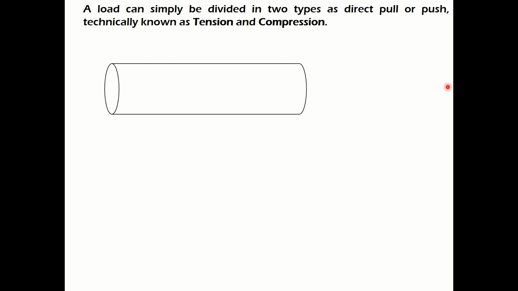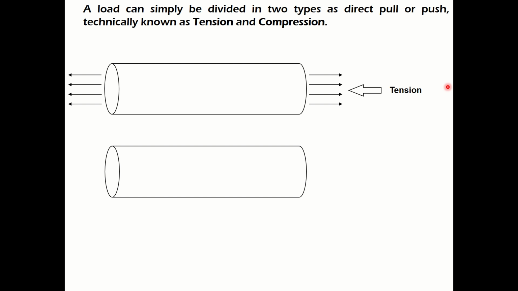Suppose this is an object and we are pulling the object from two opposite sides, we can say that the object is in tension. If we are pushing the object from two different sides, we can say that the object is under compression. So this was about the concept of load.